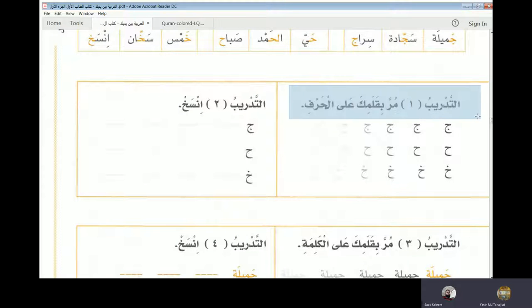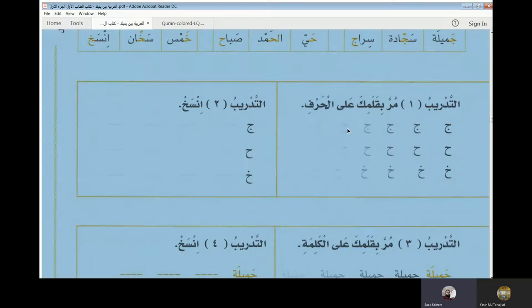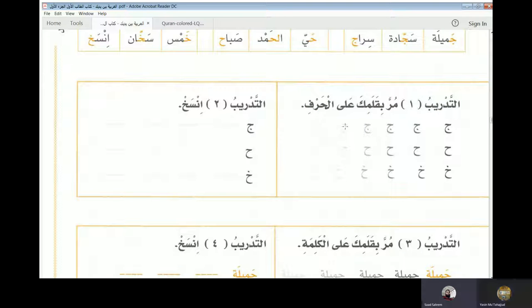Then first exercise: move your pen on the letters. Move, M-O-V-E, move your pen on these alphabets. You will see dots in your book. Just take a pencil or ball pen and move your pen on these to improve your writing. Then second exercise: copy. Here you have three alphabets and in front of them you have blanks, so write these alphabets four times in these blanks. Four blanks you have here. And remember that the mouth is above the line and the rest is under the line.